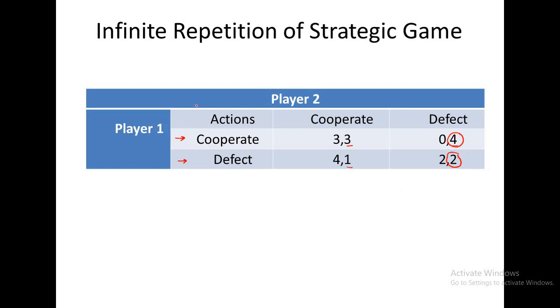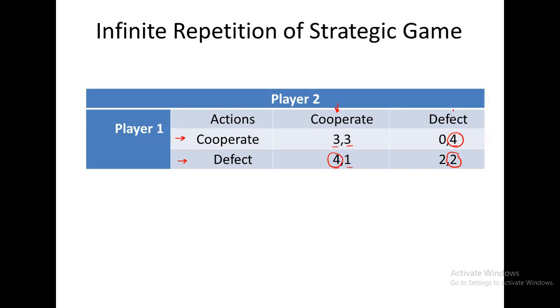Now what would happen if player 2 takes cooperate? Now tell me which action is best for player 1. If player 1 takes cooperate, he will get 3, and if player 1 takes defect, he will get 4. So 4 is higher, so definitely player 1 will choose defect in this case. So here I have circled this.